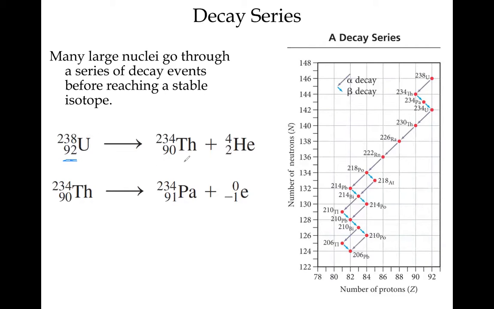and decay into... uranium-238 decays into thorium-234, and then that is going to decay further into protactinium-234. Now, guess what? Protactinium-234 is also radioactive. So that's going to go on to another decay. And so if we look at this graph here, we have uranium-238. It breaks down into thorium-234, which breaks down into protactinium-234, which then breaks down into uranium-234. And then that breaks down into thorium-230, and so on and so forth.